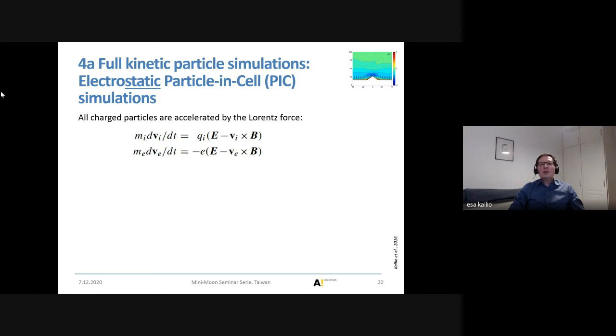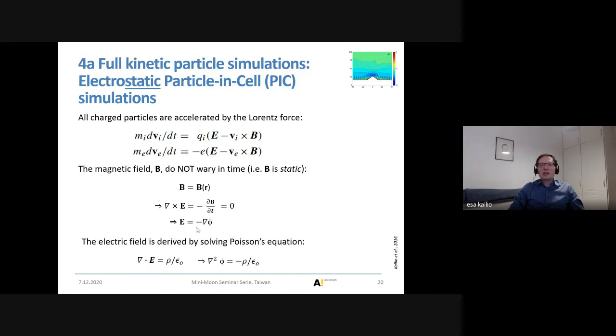Then the fourth was full kinetic simulations, and in electrostatic, it means that the magnetic field doesn't have a time dependence. Once again, but now it's a full kinetic. Ions and electrons are particles accelerated by the Lorentz force. We don't have a magnetic field time variation. It means that the curl of the electric field is 0. It means the electric field can be expressed as the scalar potential, and then we get the Poisson equation, and we can solve it.